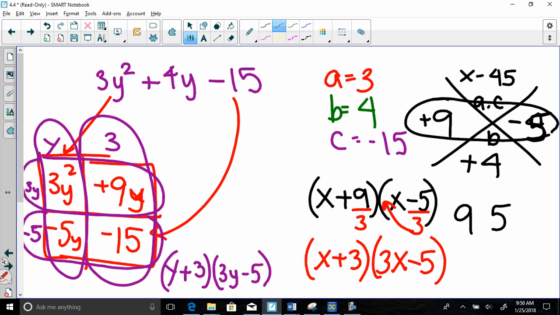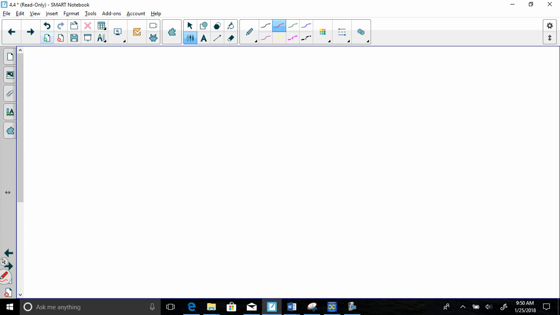Example 10. And then I'm going to go over the next one with you. So example 10 is 2x squared minus 7x plus 3. See if you can try that out. And I'll give you a stamp. Once you get it, raise your hand, and I'll stamp.